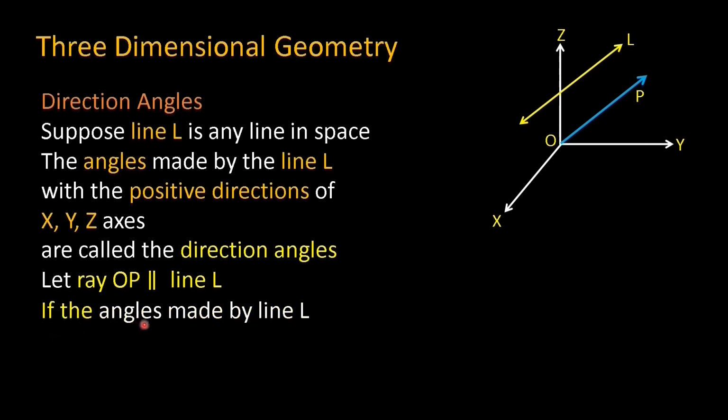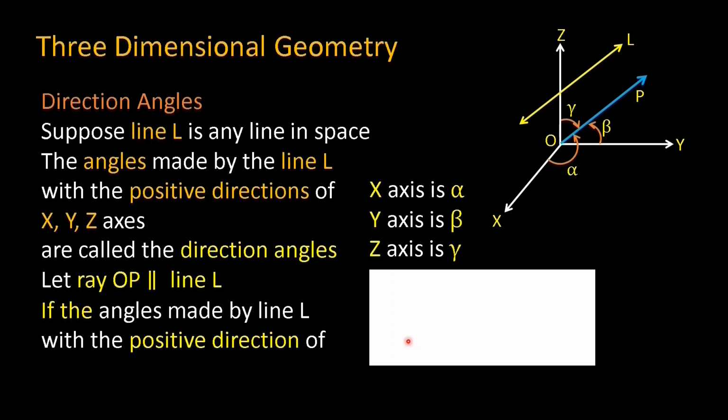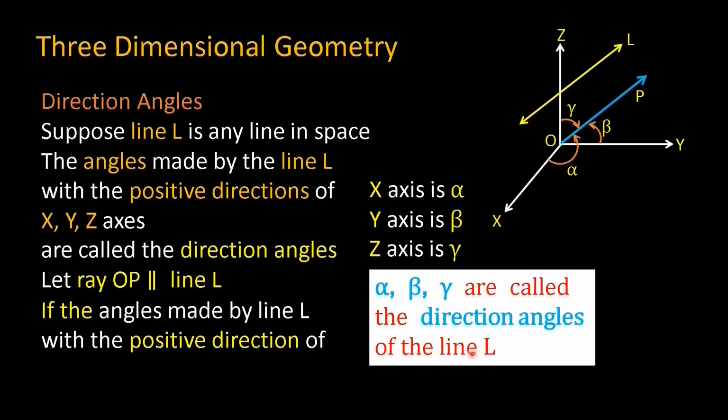If the angle made by line L with the positive direction of x-axis is alpha, which is this, y-axis is beta, which is this, and z-axis is gamma, which is this, then alpha, beta, and gamma are called the direction angles of the line L.